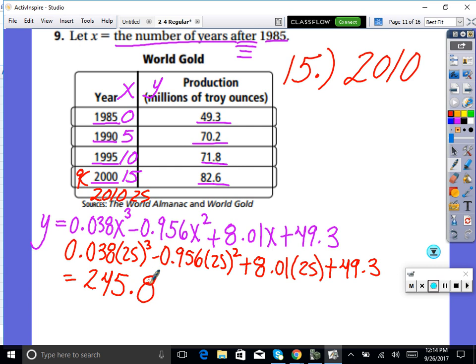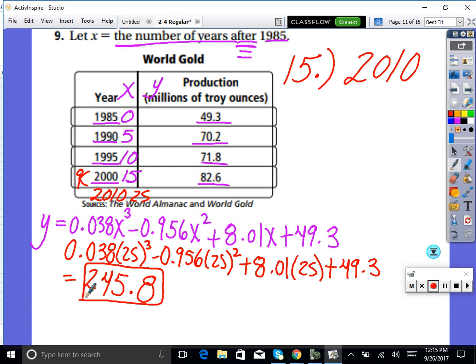So if you type that in right, you should get 245.8. Does everybody see? So now you can say to this company, okay, based on your previous records, I predict that if things go the way that they've been going in the past 10 years, it looks like by year 2010 you're going to produce about this much gold. And then all of a sudden, you just made a lot of money off of something very easy, but they're not going to know how to do it. Does that make sense, everybody? So it's kind of cool. This is like in the real world setting.